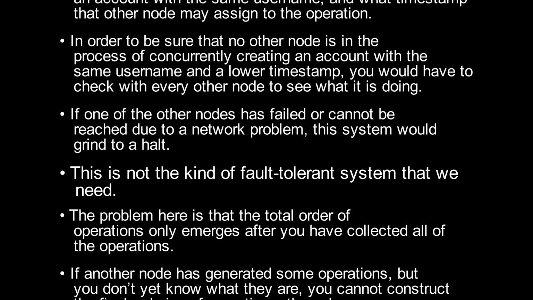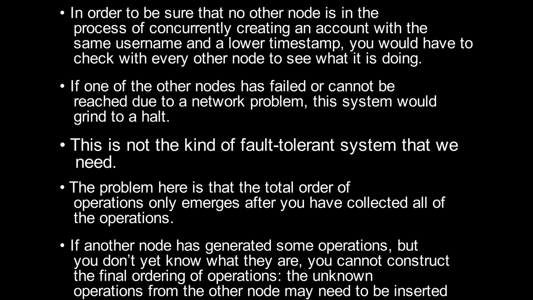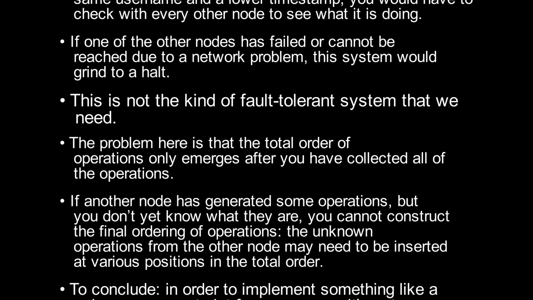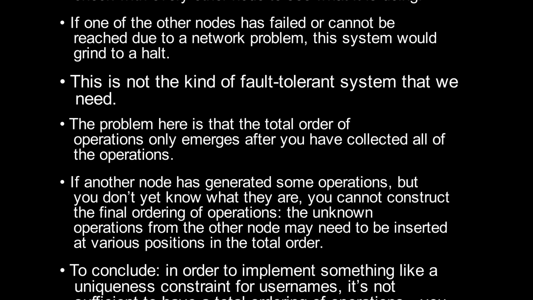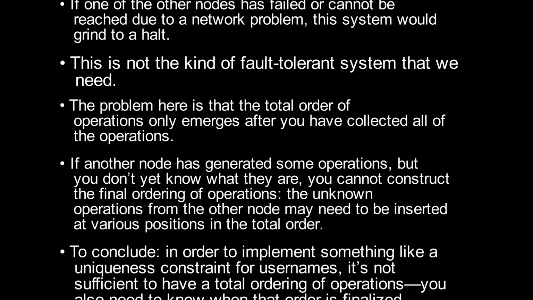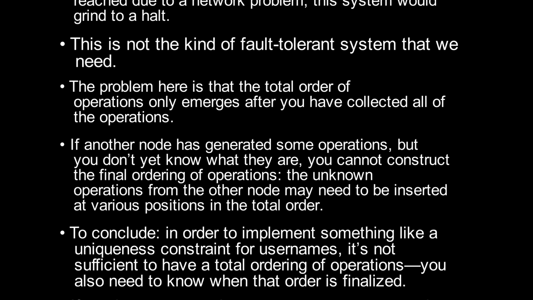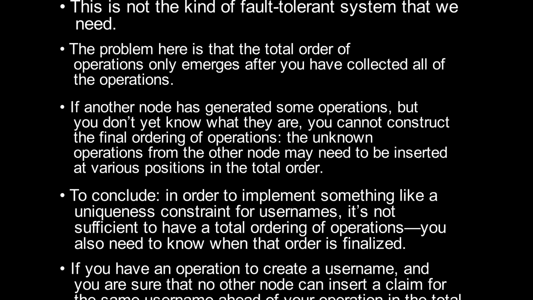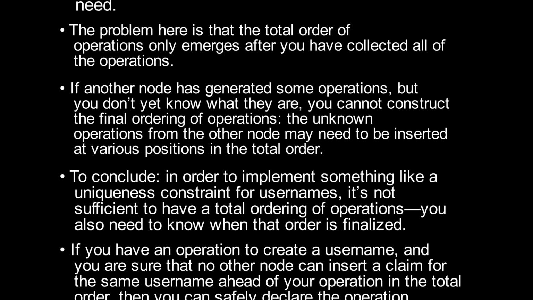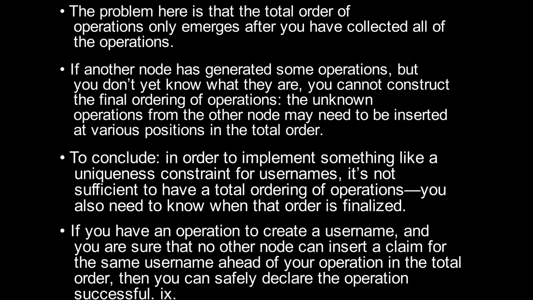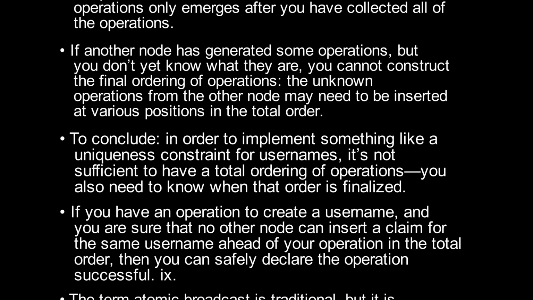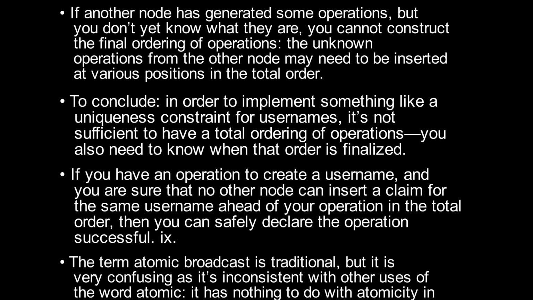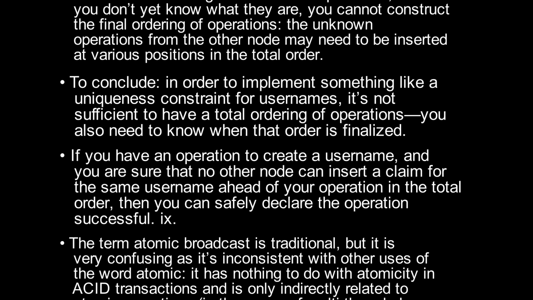The problem here is that the total order of operations only emerges after you have collected all of the operations. If another node has generated some operations, but you don't yet know what they are, you cannot construct the final ordering of operations. The unknown operations from the other node may need to be inserted at various positions in the total order. To conclude, in order to implement something like a uniqueness constraint for usernames, it's not sufficient to have a total ordering of operations; you also need to know when that order is finalized. If you have an operation to create a username, and you are sure that no other node can insert a claim for the same username ahead of your operation in the total order, then you can safely declare the operation successful.